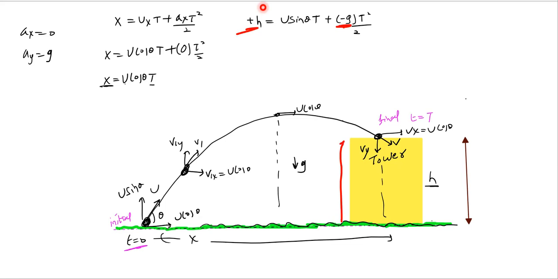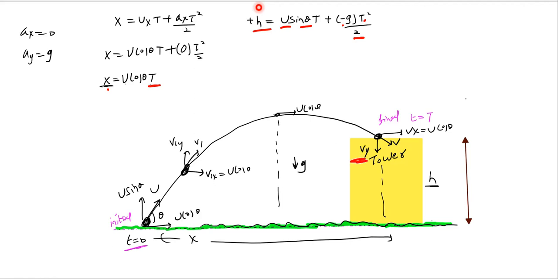The displacement is measured in the direction of initial velocity. So therefore h is positive. How is g acting? The g is acting opposite to the initial velocity u sin theta. So therefore this has to be negative. I think we have all the data here. u, theta, h is given, g we know. So from here we'll get the time. Substitute the value of t, we'll get x.